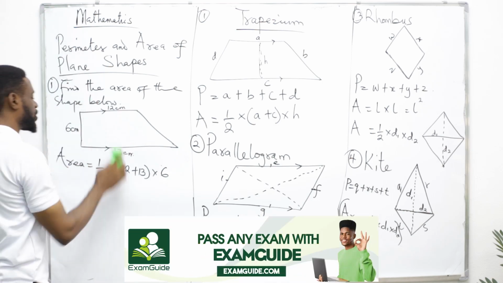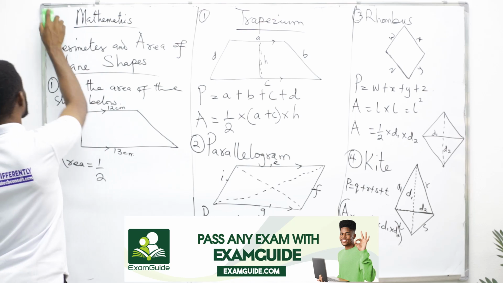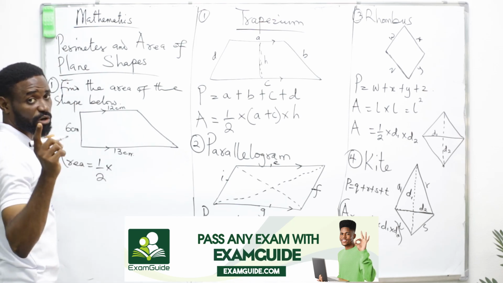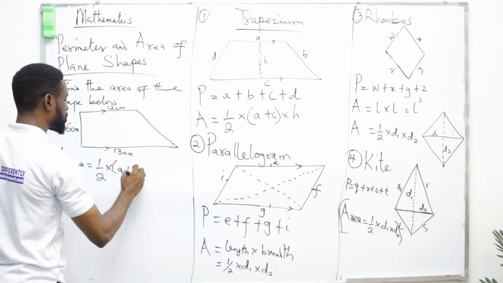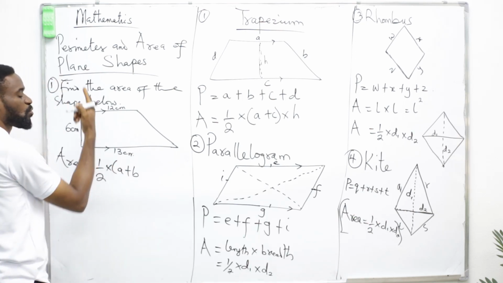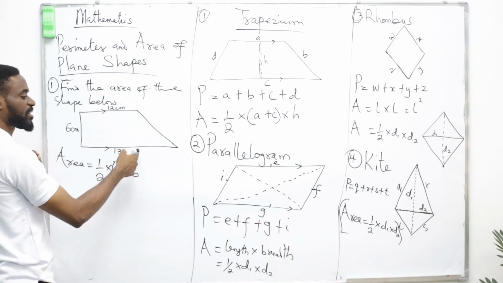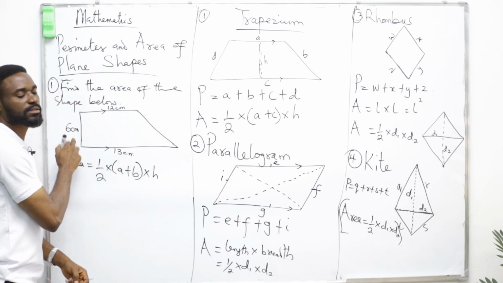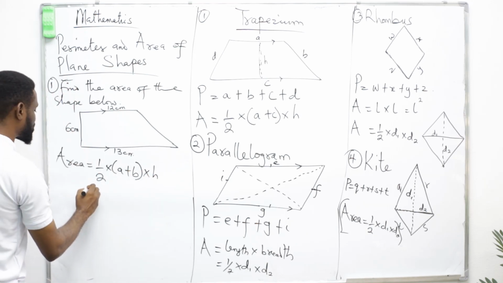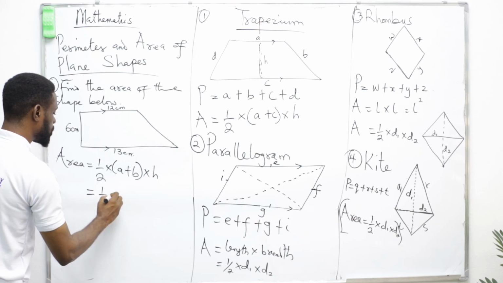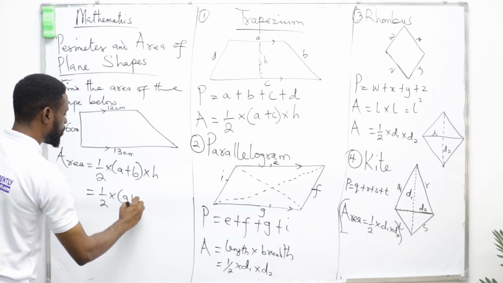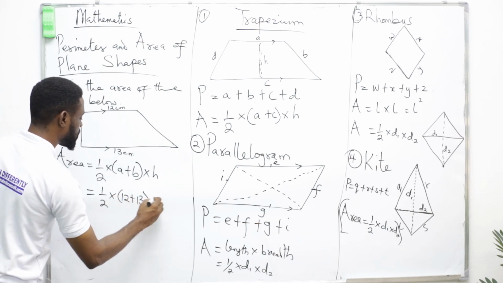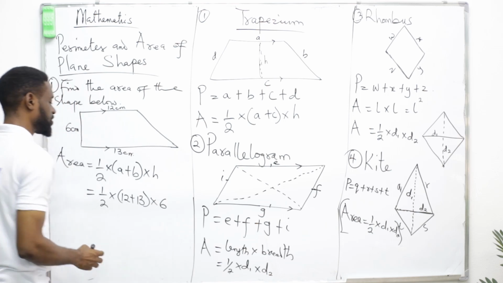But it is very good when you're solving, I think the first thing you do, just bring out your formula in case of theory questions. So 1/2 times A plus B, you know what A plus B? A means the first parallel side, B means the other parallel side, okay? Then times H. H is the height. So by substitution, we have 1/2 times A plus B, A is 12, B is 13, times height. Height is 6. You get that?